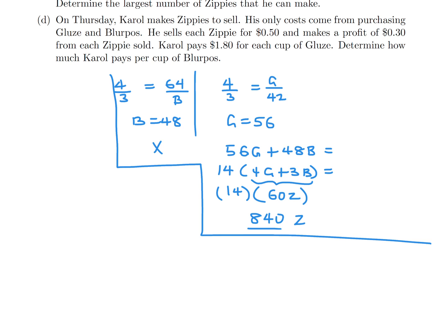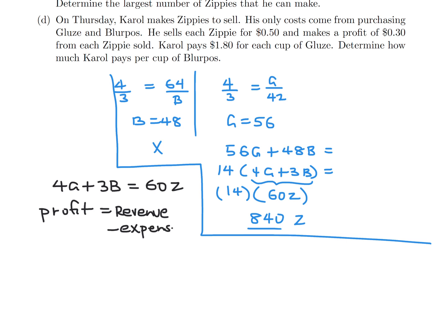Well, the standard formula is 4G plus 3B, and that is equal to 60Z, right? We all know the profit of anything is how much money we make, which is the revenue, minus the expenses. So I think that's what we have to look at. They don't actually tell me how many he's making, but let's just stick with this one. Let's say he makes 60.